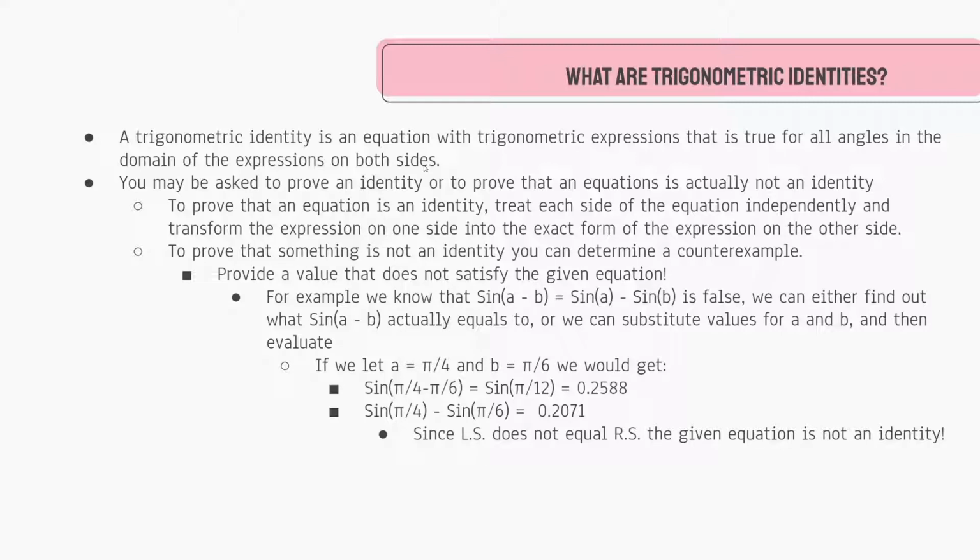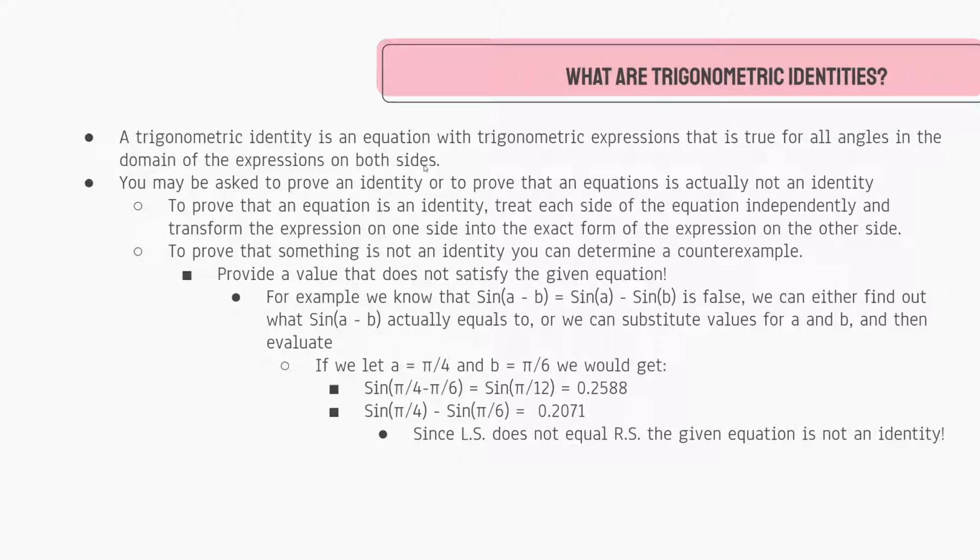If both sides are the same exact thing, then they must equal each other no matter what angle we use. With that being the case, to prove that something is not an identity, you could determine a counterexample. A counterexample might seem like finding another equation that this equation should equal, but actually all that means is you need to provide a value that does not satisfy your given equation.